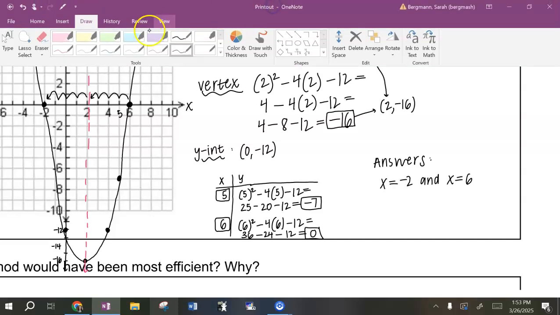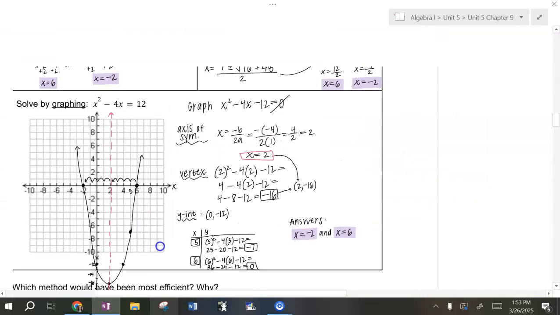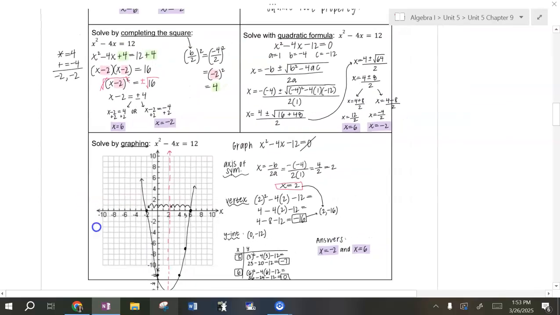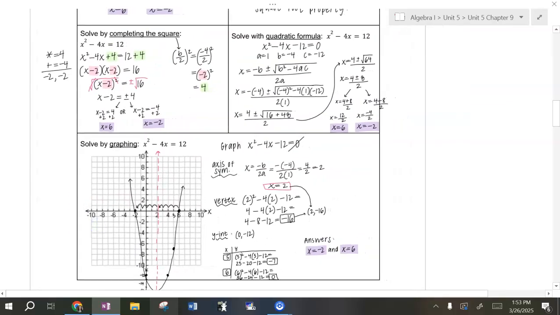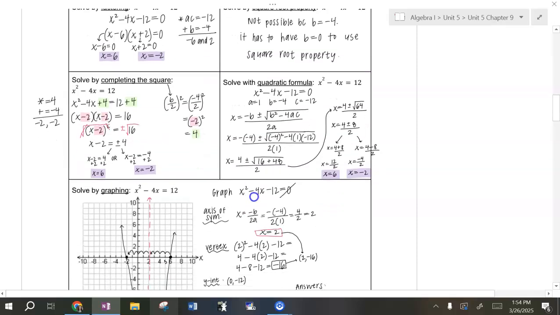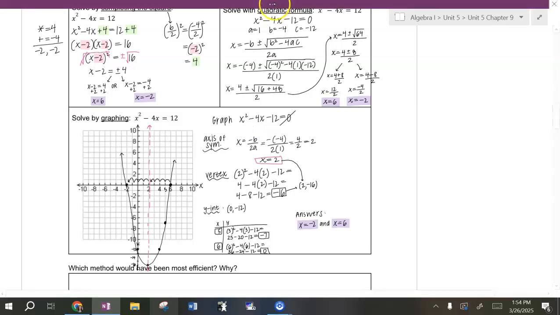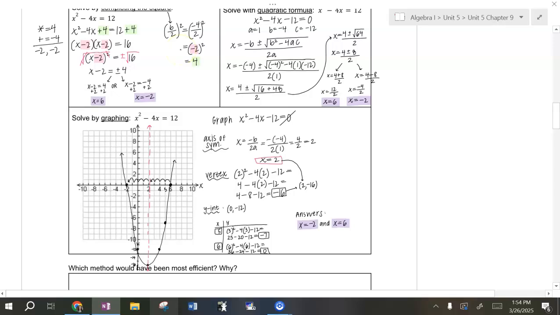Notice those are the exact same answers as what we got in the other 4 methods that we used, but graphing was definitely the most difficult and took the most time. So that's why it's best to use factoring first, then square root property, then complete the square, then quadratic formula, and last resort is graphing. Or if it just says to estimate your answers, graphing would be fine too, or if you had your graphing calculator.